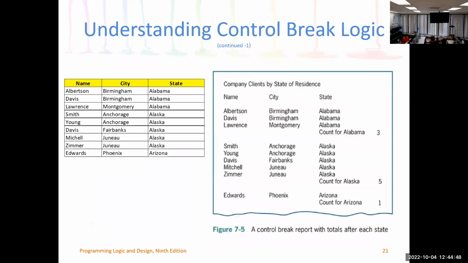The second one is that you work with your control break here. Control break, that means you keep reading it. If everything is the same, keep counting it. If not the same, break it and print it out. Count for Alabama, three, count for Alaska, five, and so on.